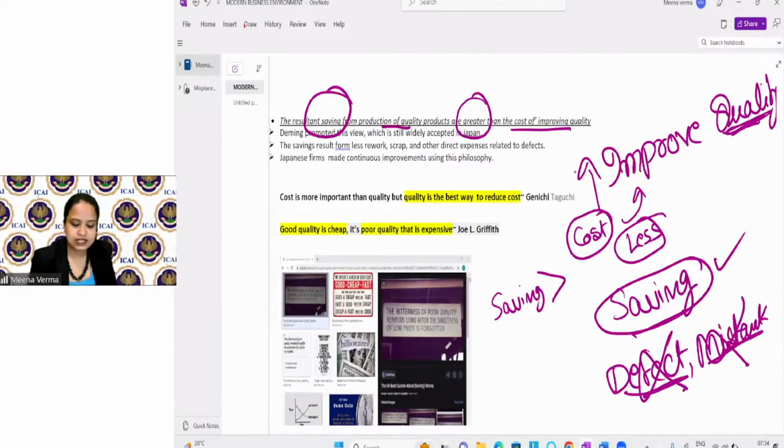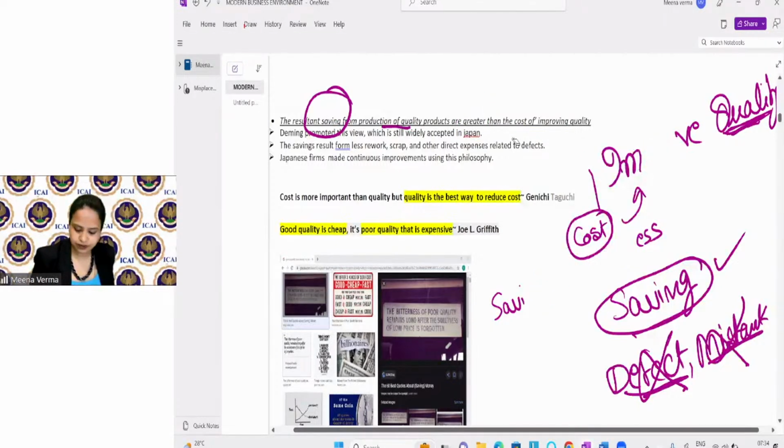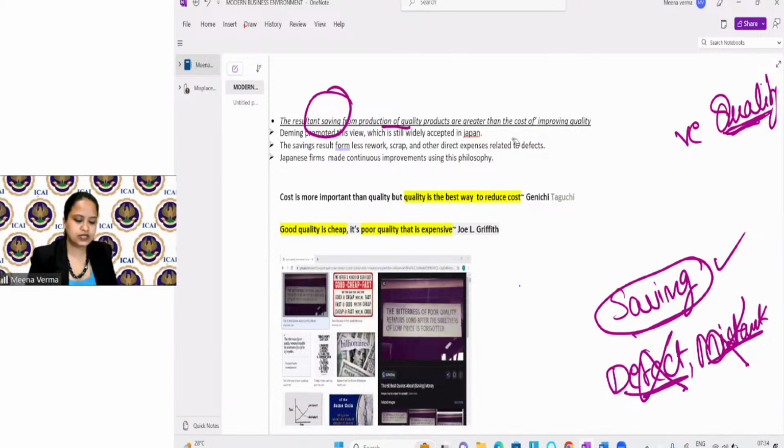Okay, so now let's learn some famous quotes by some famous people, those who have introduced the quality product. All right, let's read some famous quotes. So what is the first point written here? Let's read it.